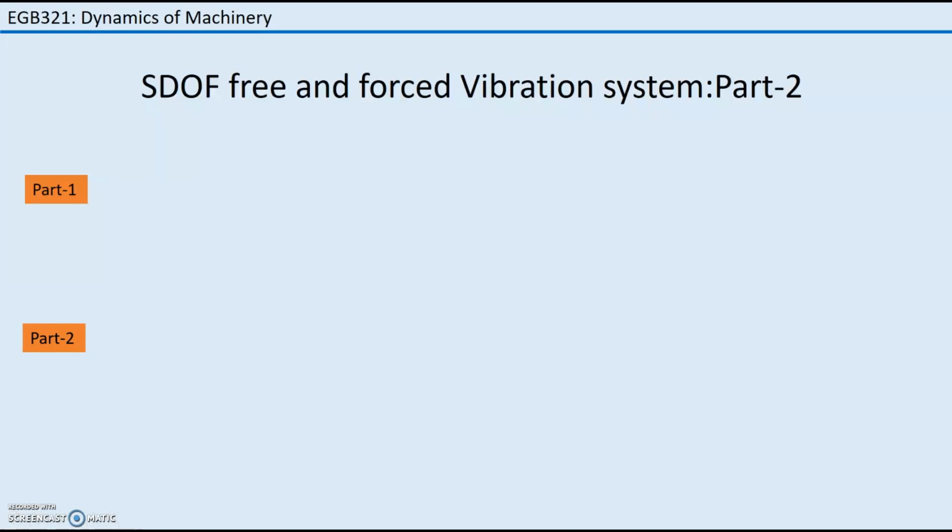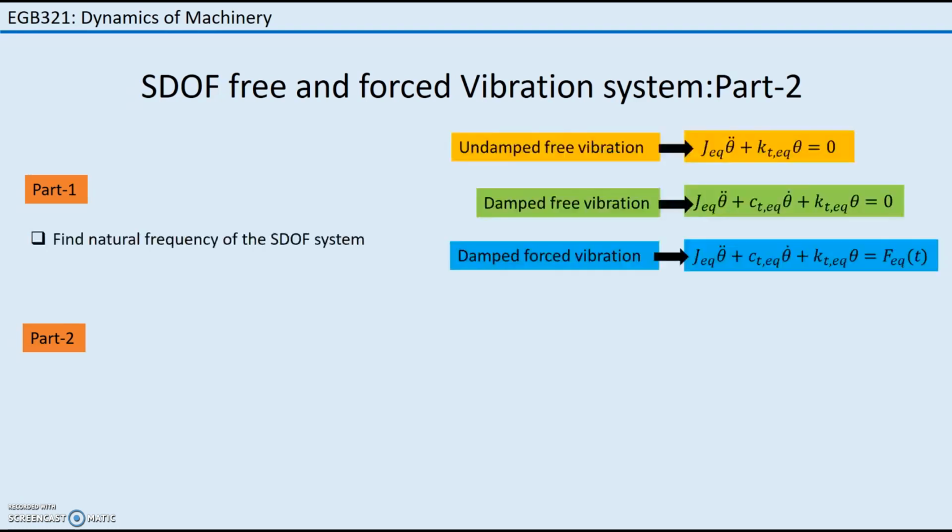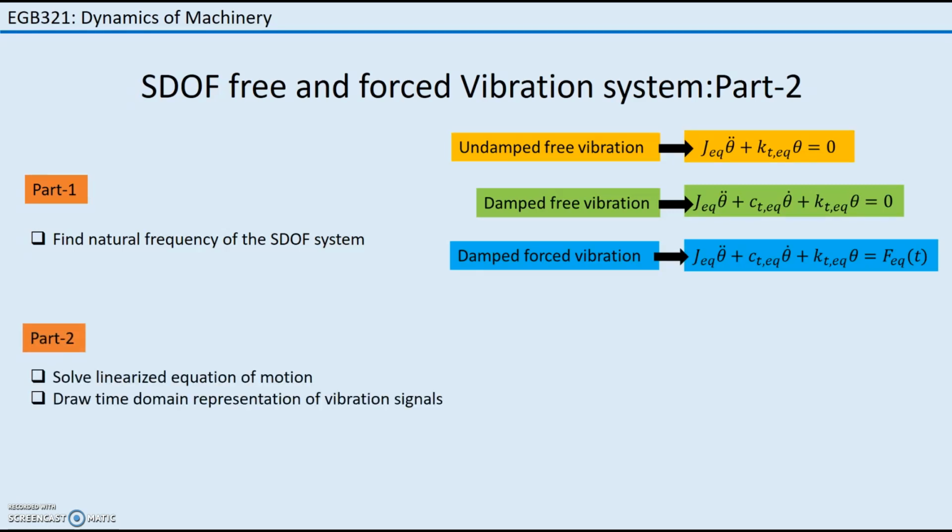Hi everyone, today's video is on single degree of freedom free and forced vibration system part 2. In the part 1 video, you were introduced to how to derive the general equation for free and forced single degree of freedom vibration systems and how to find the natural frequency of undamped, damped, free and forced vibration systems. After watching the part 2 video, you will be able to solve the linearized equation of motion for these three cases and draw vibration signal responses in the time domain.